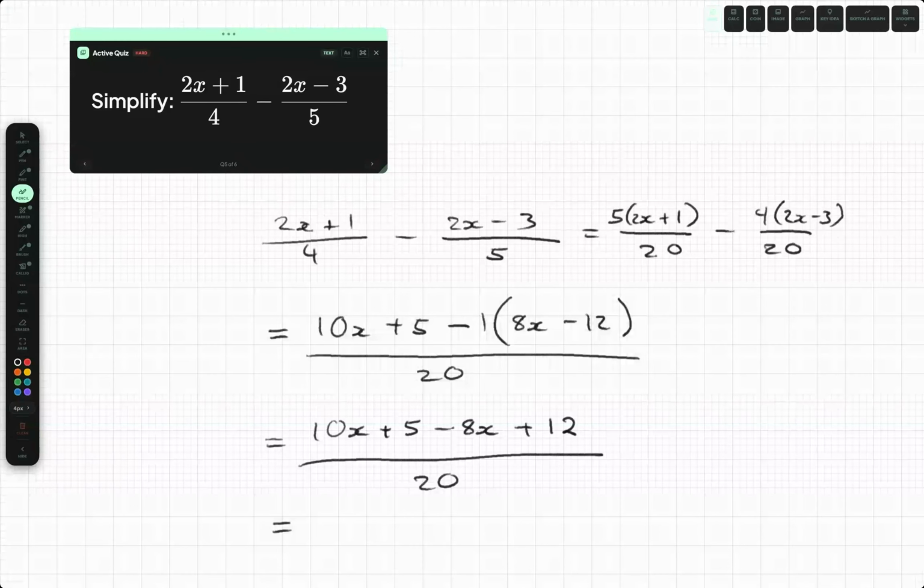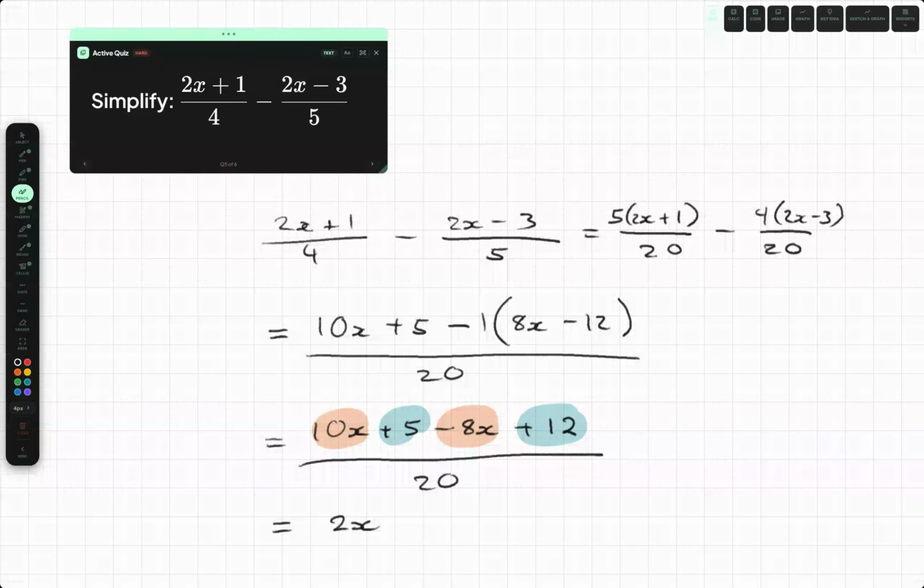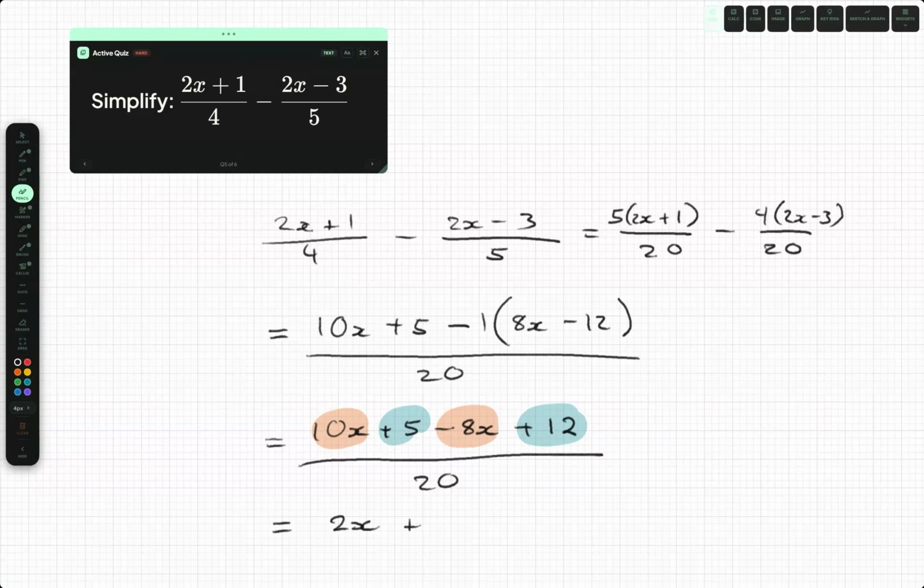Okay, like terms, we have a couple. We have our 10x, and we have our minus 8x, and we have our positive 5, and we have our positive 12. So now that we've done that, we can in fact use that information to collect them. So 10x and negative 8x is going to be 2x, and then 5 plus 12 is 17 all over 20, and there's nothing else we can do there, so that's as simple as it's going to get.